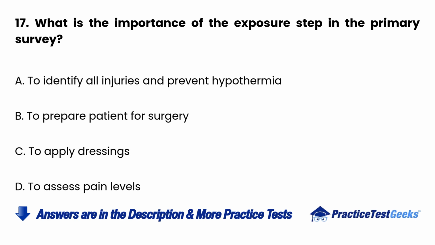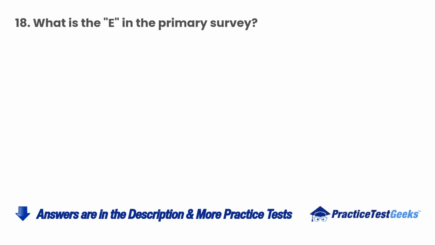17. What is the importance of the exposure step in the primary survey? A. To identify all injuries and prevent hypothermia. B. To prepare patient for surgery. C. To apply dressings. D. To assess pain levels.